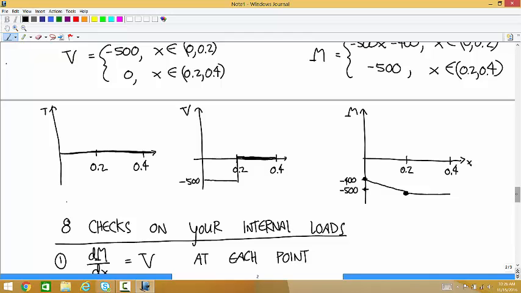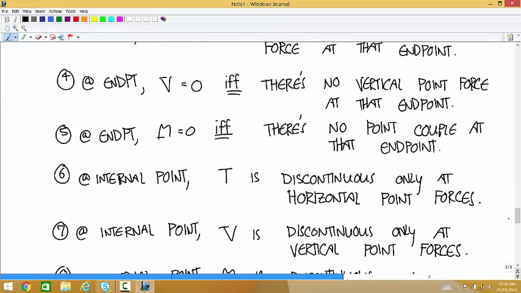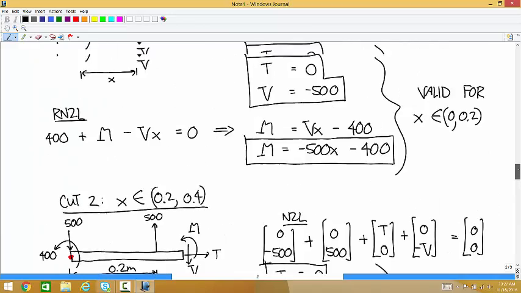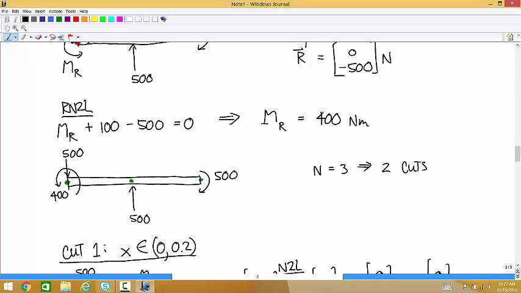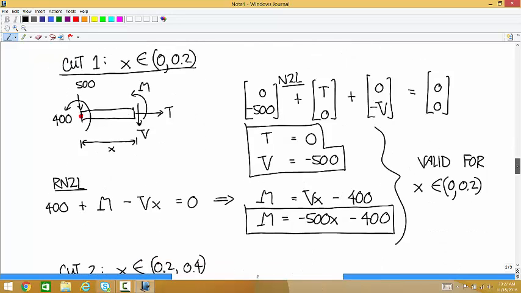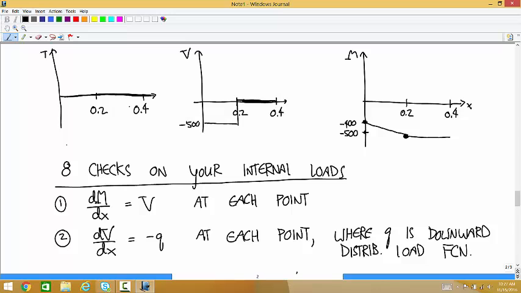And now the internal points. So basically, we expect the tension to jump anywhere we have a horizontal point force. We expect the shear force to jump anywhere there's a vertical point force. And we expect the bending moment to jump anywhere there's a point couple. So inside, between the two endpoints, are there horizontal point forces anywhere? No. So we expect T to be continuous over the whole thing. And it is. It's just 0.